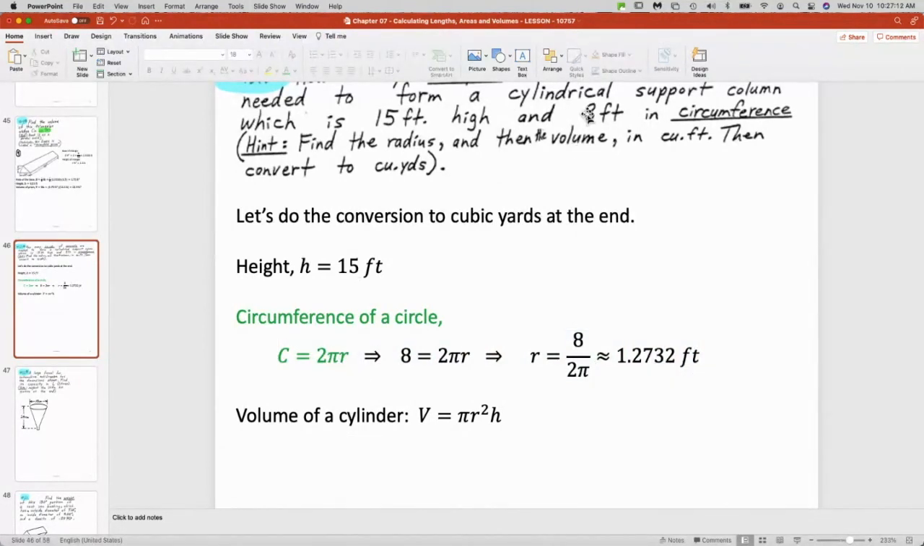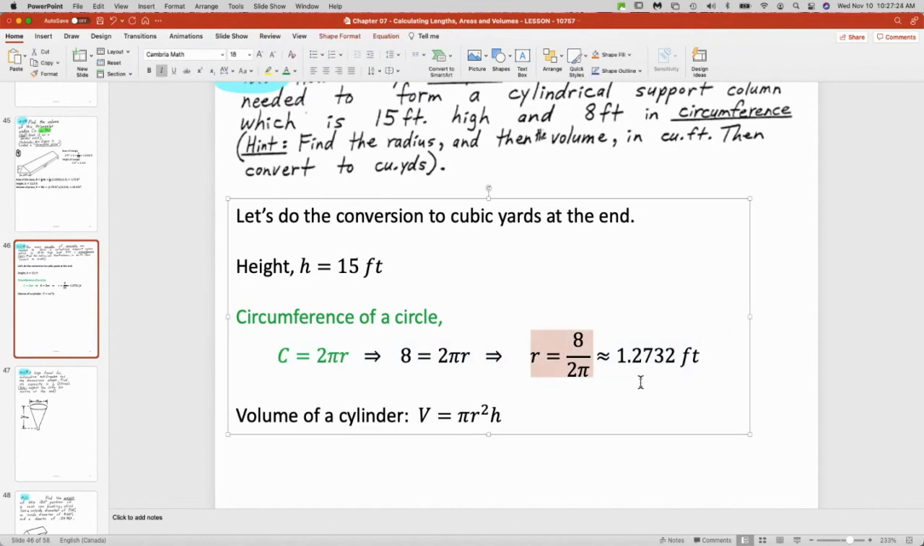So what I did was I plugged in 8 for the circumference right here, and then I needed to solve for r. So I divide both sides by 2 pi. So that's how I got this formula here, r, this final step here, 8 divided by 2 pi. Once you divide 8 by 2 pi, you get 1.2732, which is your radius. Now we're good to go.